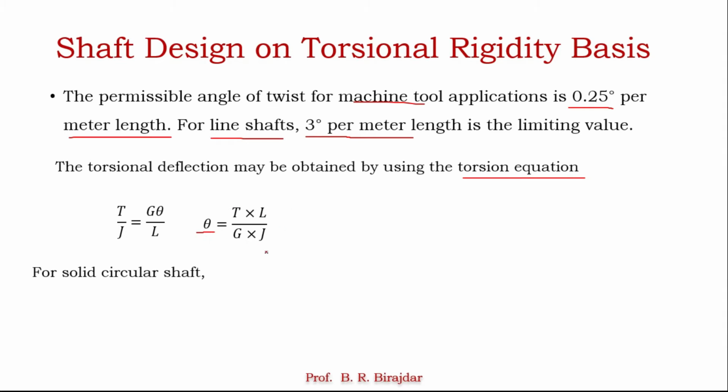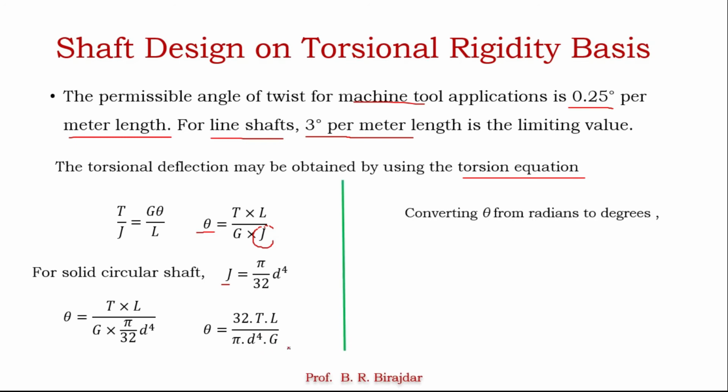This equation we will get, and we know that for a solid circular shaft, the polar moment of inertia J is equal to pi by 32 d raised to 4. Now we will put this value of J in the above equation. So T into L as it is, G into pi by 32 d raised to 4. Now if you rearrange this, the 32 moves to the upper side, so 32 TL divided by pi d raised to 4 into G.